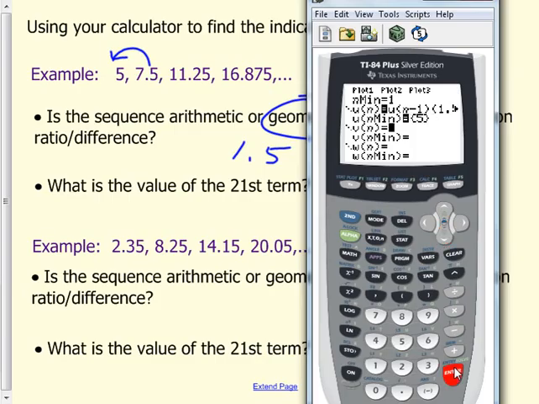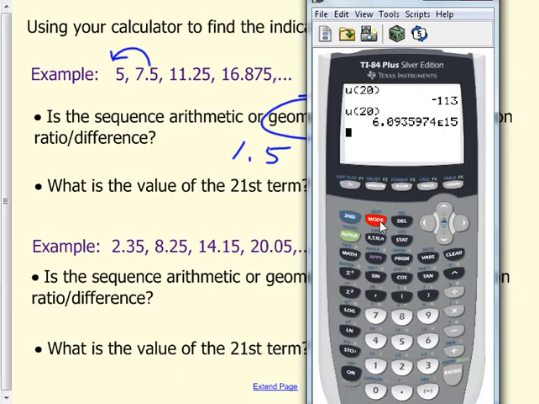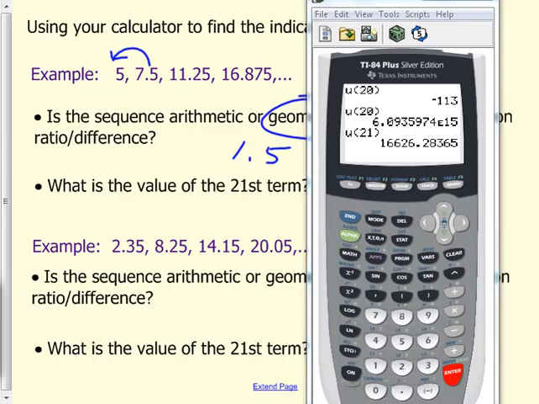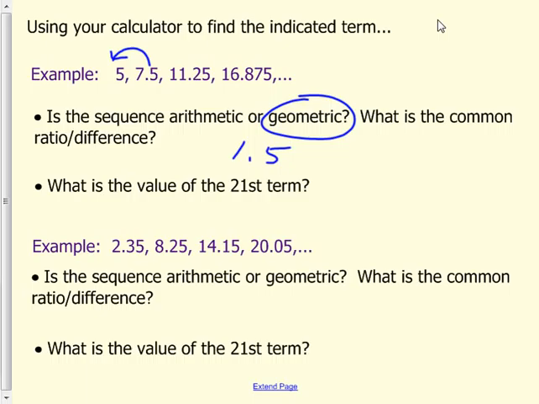Once I've entered all that, now there's 2 smart ways you can get the 21st term. Give me an option. What? Table. Good. Got another option? Go to your main screen, go to second quit, and then u is right above the 7, and then parentheses 21. Perfect. U sub 21, hit enter, and I'm going to come around and check that your answer came up the same as mine. 16,626.